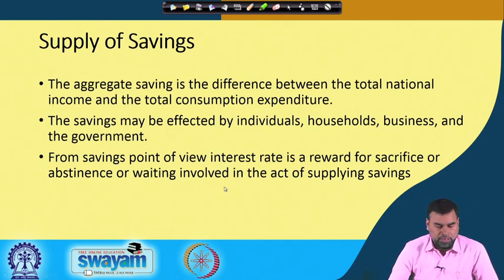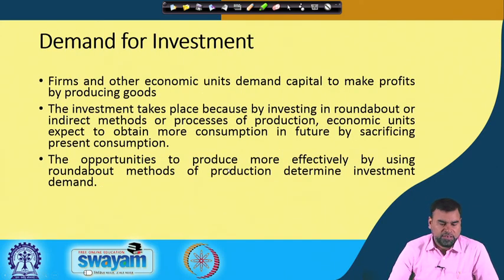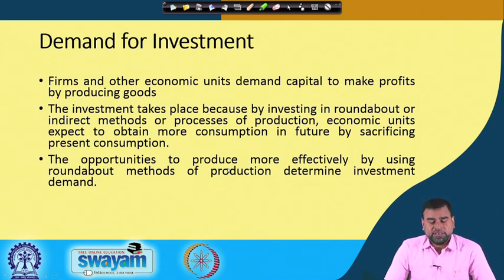Then the next one is the demand for investment. Who demands? Already I told you that the business sector demands, firms and producers demand. Why do they demand? Because they demand money to invest in order to create some profit and also increase the output.